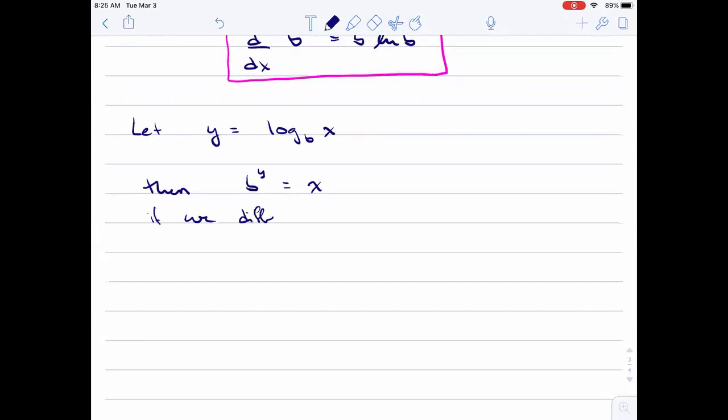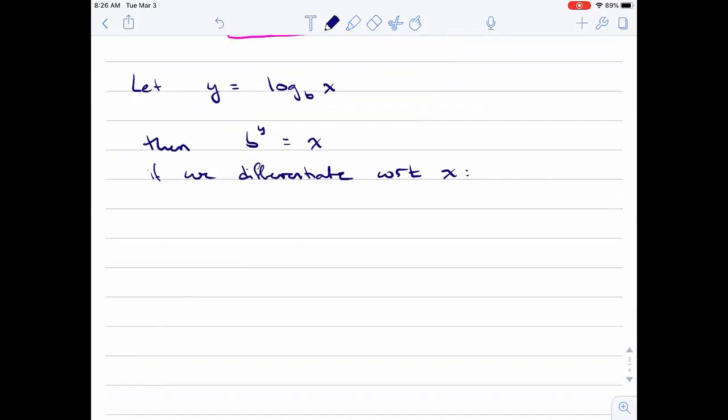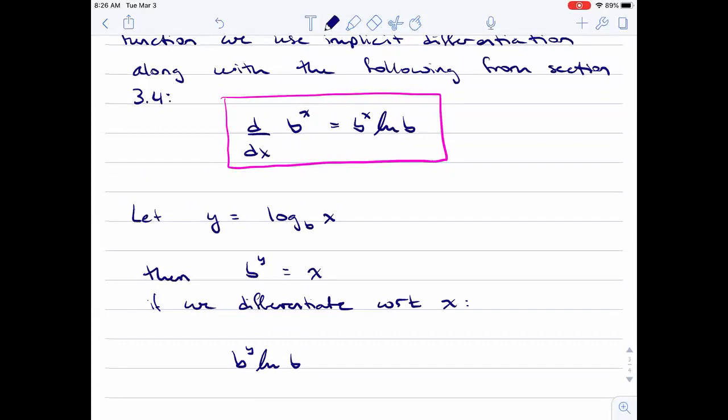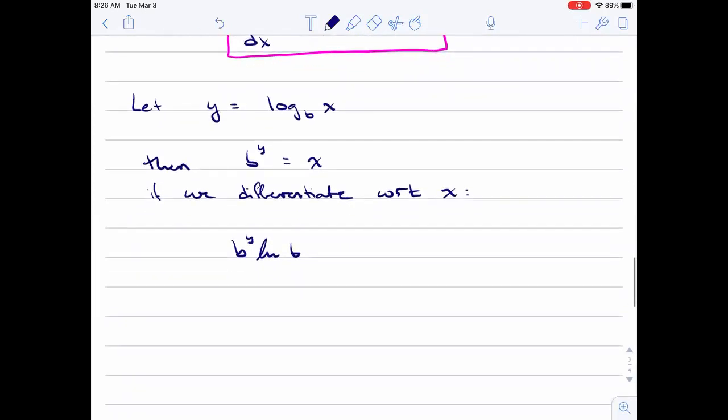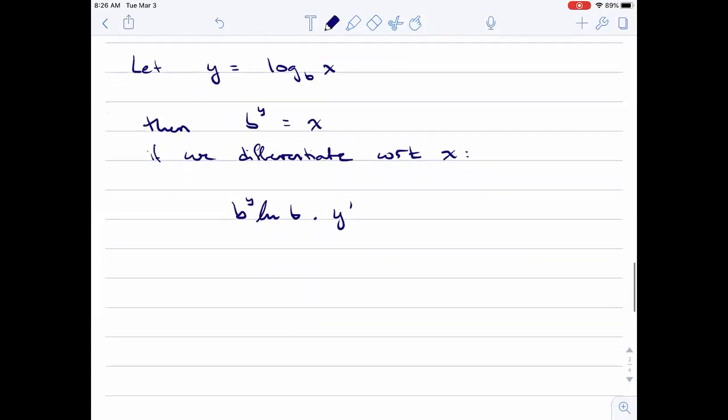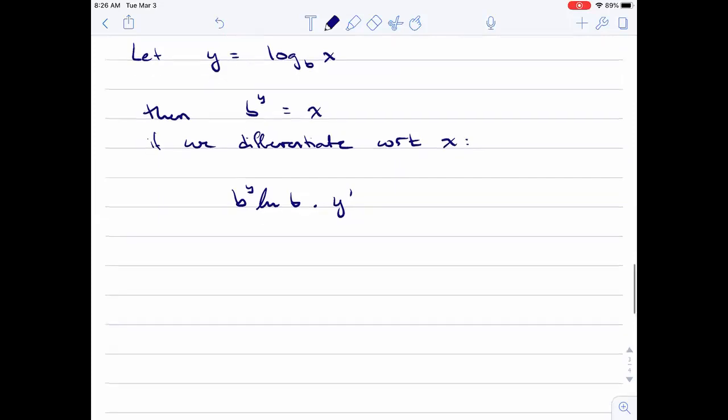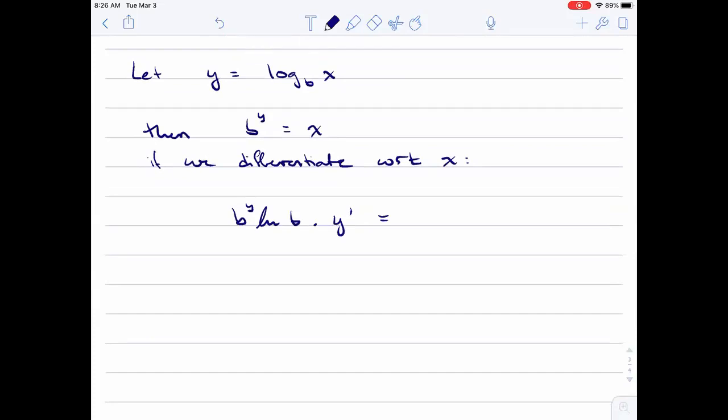So if we differentiate with respect to x, b to the power of y, y is a function of x, so we have to use implicit differentiation there. And so what we get is b to the power of y times the natural log of b, just by the derivative that we just established, times the derivative of y. Here you can use y prime if you want, because it's just the one thing, or dy dx if you prefer, but I think we established last day that everyone's kind of into the prime notation. And then the derivative of x on the right-hand side is just 1.